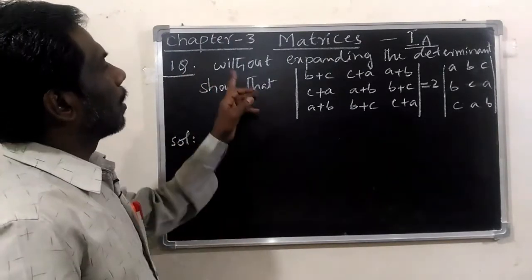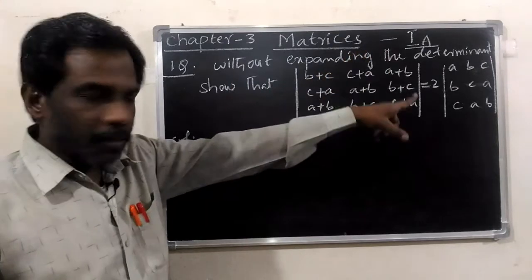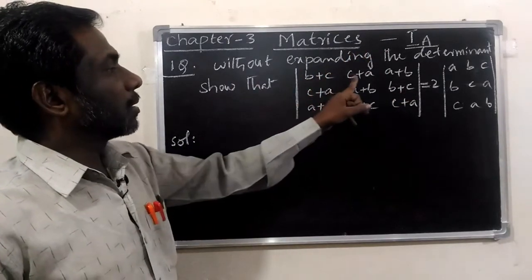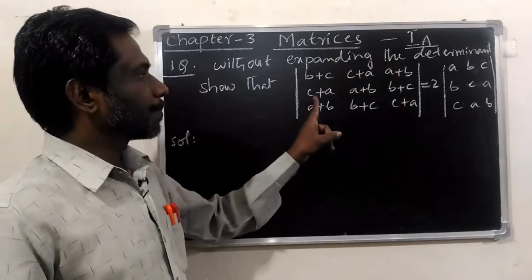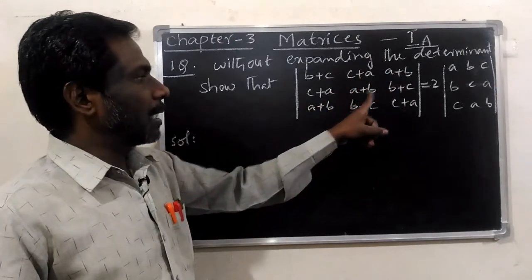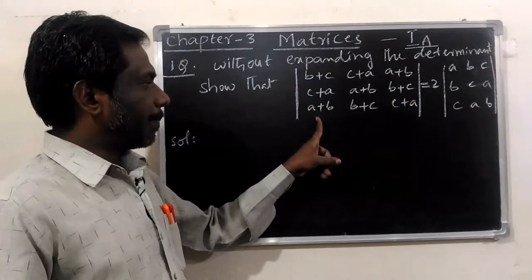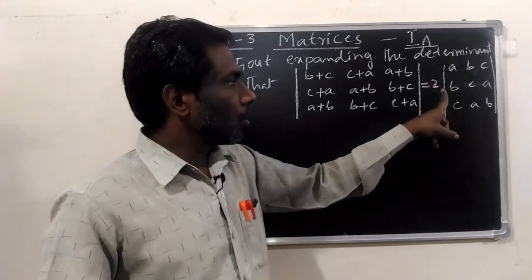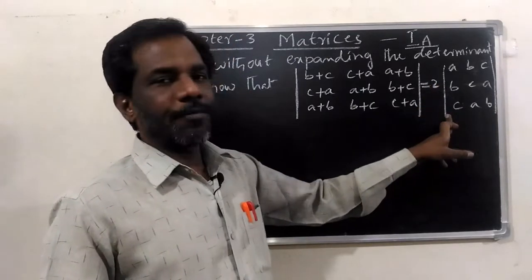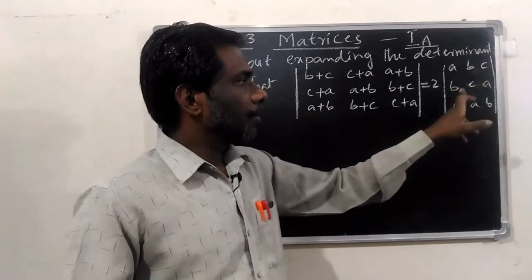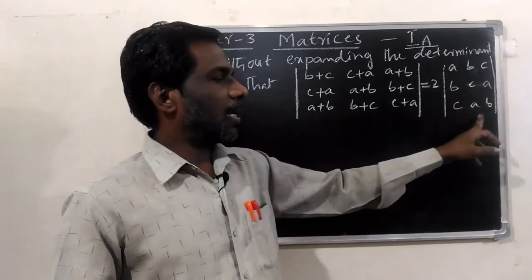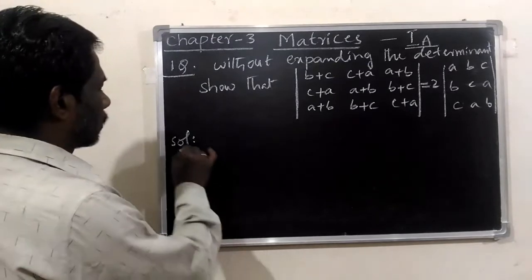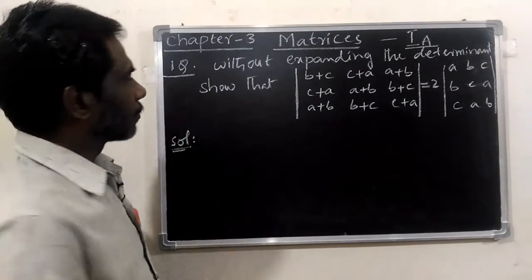First question: without expanding the determinant, show that the determinant of [b+c, c+a, a+b; c+a, a+b, b+c; a+b, b+c, c+a] is equal to 2 times the determinant of [a, b, c; b, c, a; c, a, b]. So let's solve the problem.